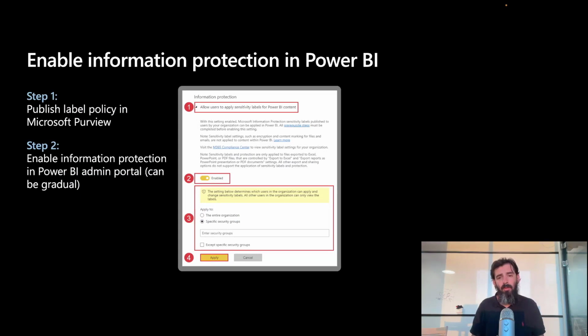To enable information protection in Power BI, once the label policies are defined in the Microsoft Purview compliance portal, the Power BI admin can go to the Power BI admin portal and enable information protection. This setting is granular, so you can enable it for the entire organization or do it gradually if you have a gradual rollout of information protection. You can initially enable it for a subset of users, test it, validate it, and then continue gradually to enable it for the entire organization.